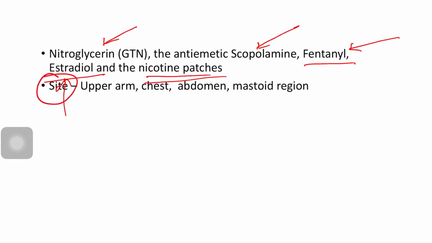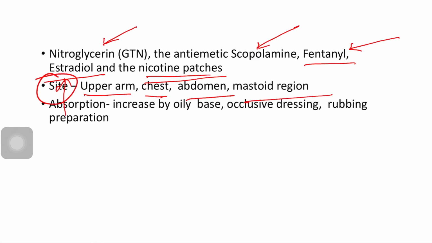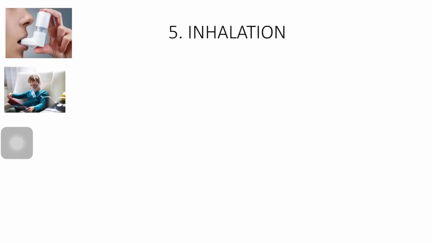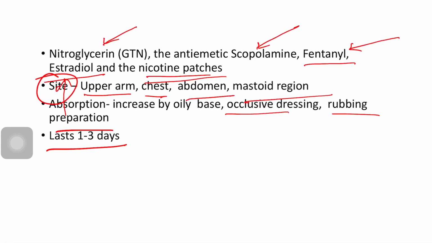Where do you need to apply them? You can apply these patches on the upper arm, chest, abdomen, and the mastoid region behind the pinna. Absorption increases with an oily base, occlusive dressings, and rubbing preparations. Usually the effects last for 1 to 3 days. So these were the things about the transdermal route of drug administration.